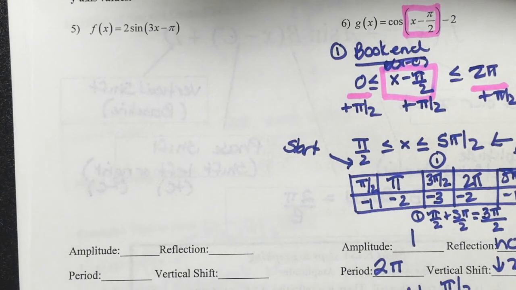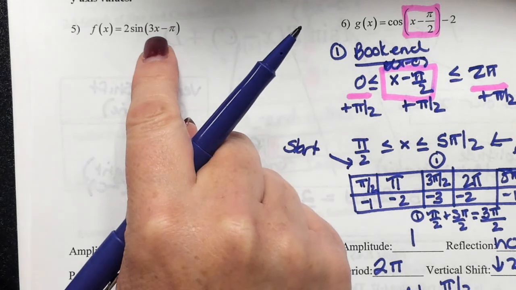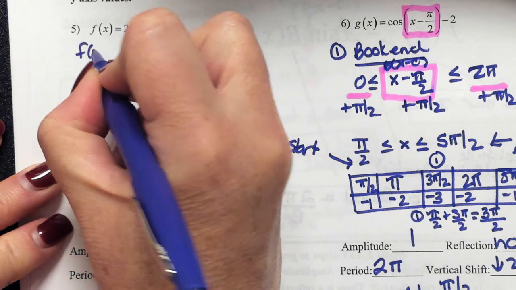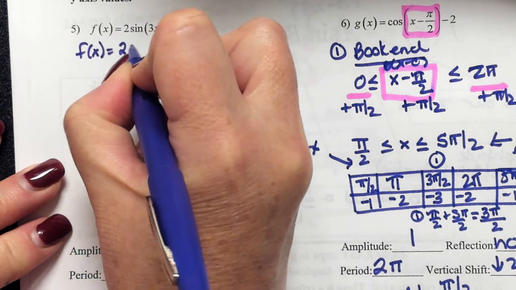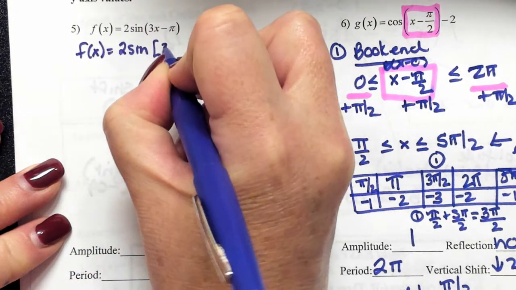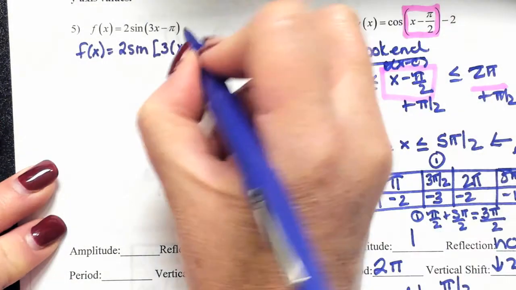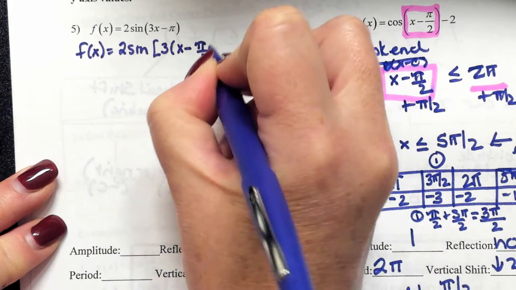So now number 5, instead of having just a phase shift, you're going to have a period change. So now we know, what are we going to have to do with the 3? You're going to have to factor it out. So then I'm going to pull out that 3. That's going to give me 2 sine, and again, I pull out the 3, and that's going to give me x minus what inside the parentheses? That's going to be pi over 3.